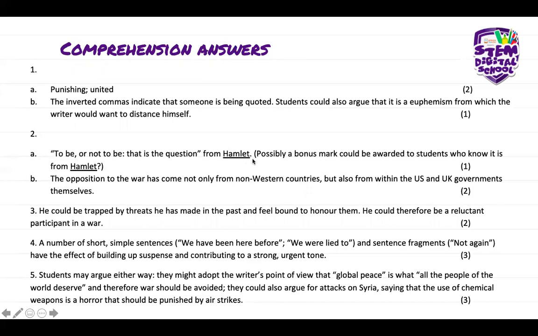Lovely. Okay. So yeah, possibly a bonus mark could be awarded to students who know that it is Hamlet, but that's what we would be debating, but it is definitely to be or not to be. Notice how Hamlet here is underlined. The reason it is underlined is that it's a title of a play or of a work of literature. Okay, it's a title of a play.